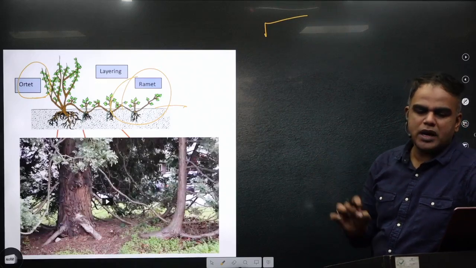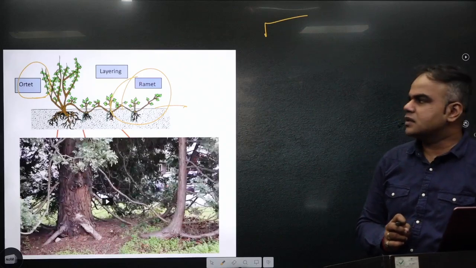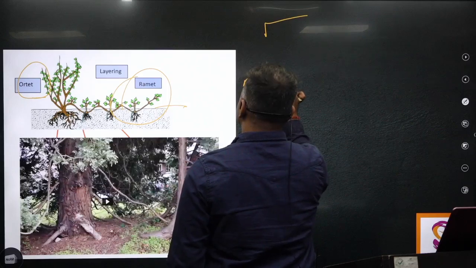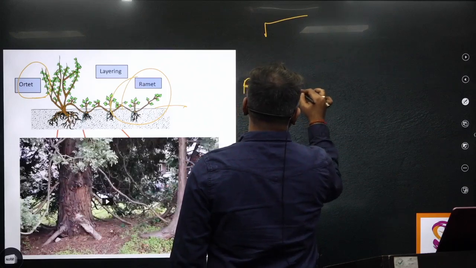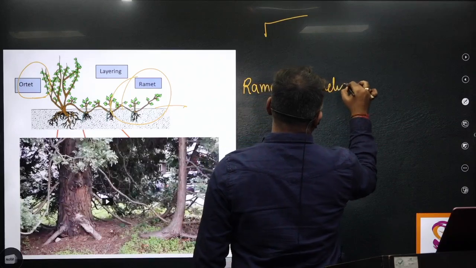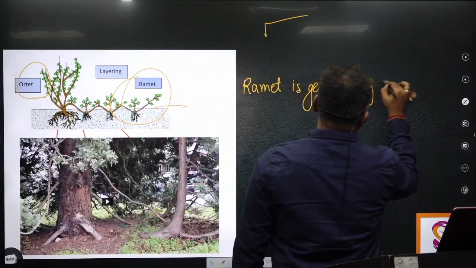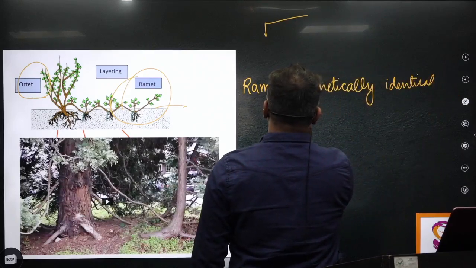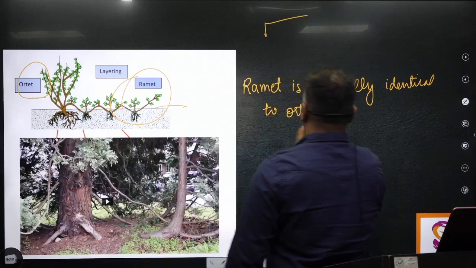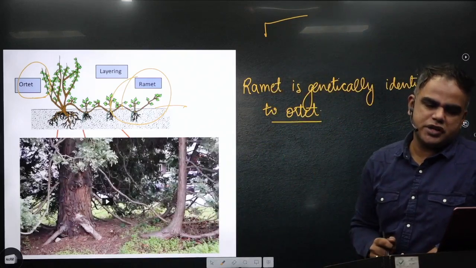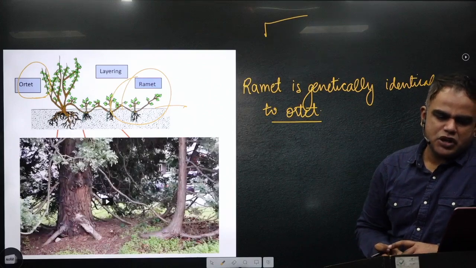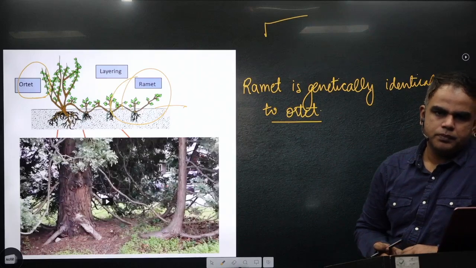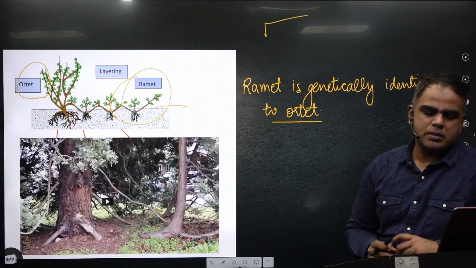And this part you should write. For ramet, you can write down: ramet is genetically identical to the Ortet. This is important to mention here. It is genetically identical to the Ortet. Okay, that you can mention.